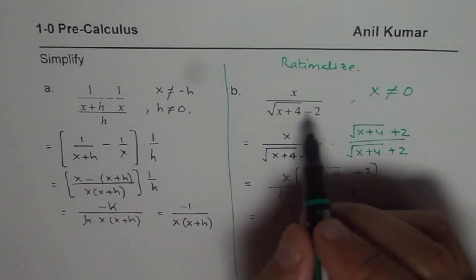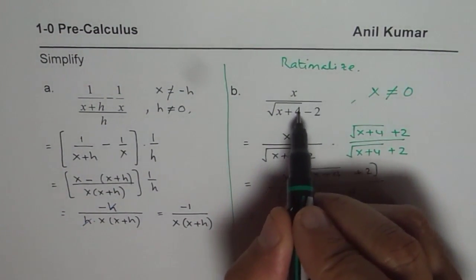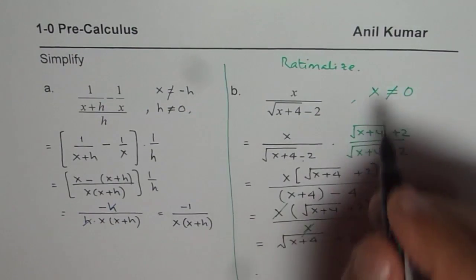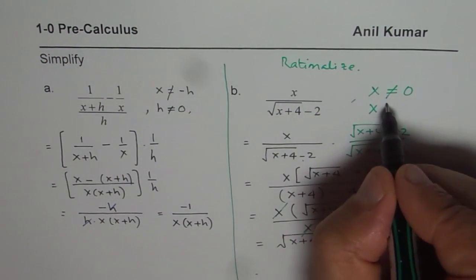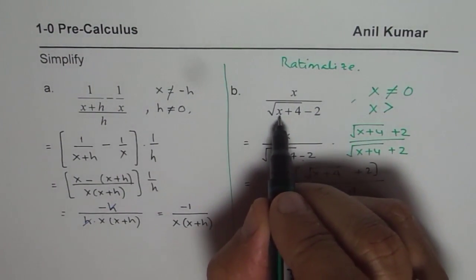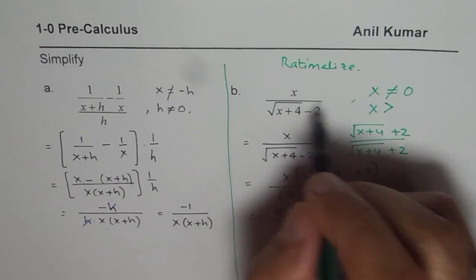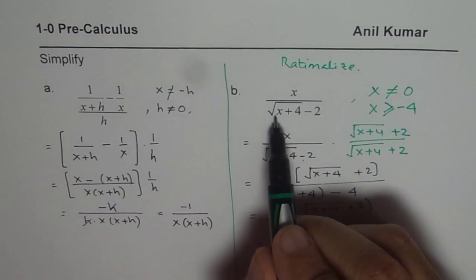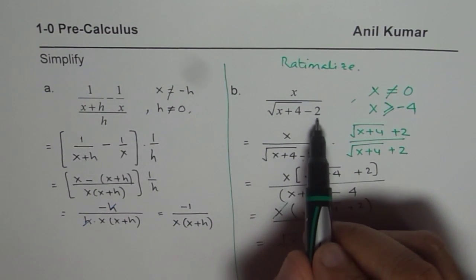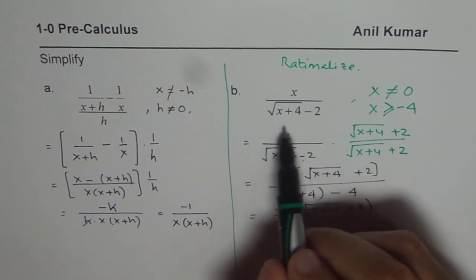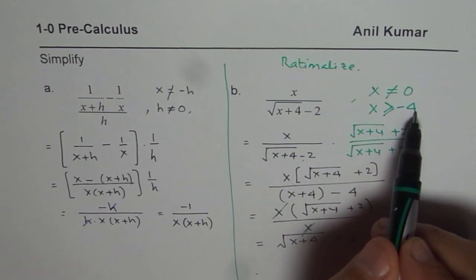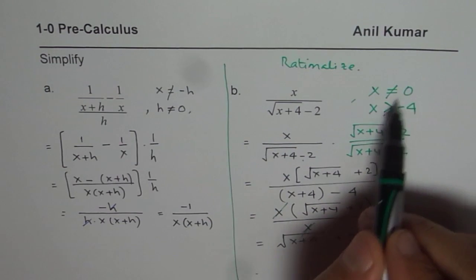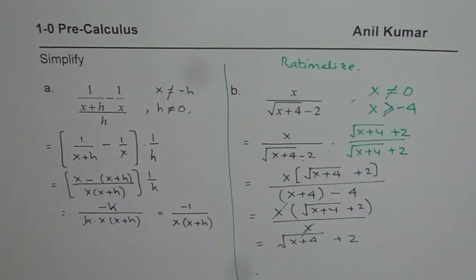Second restriction is that the square root term has to be non-negative, and therefore x has to be greater than or equal to minus 4, right? So if I write minus 4 here, I get 0, and that is a valid number. So x has to be greater than or equal to minus 4, but not equal to 0. So that becomes the restriction on the given function.